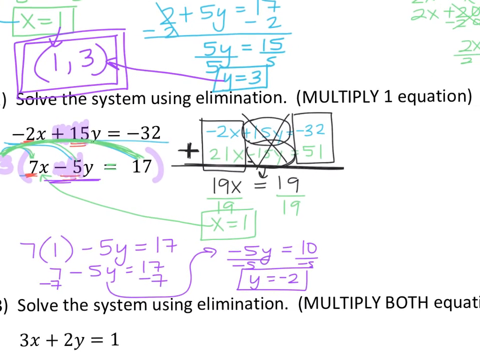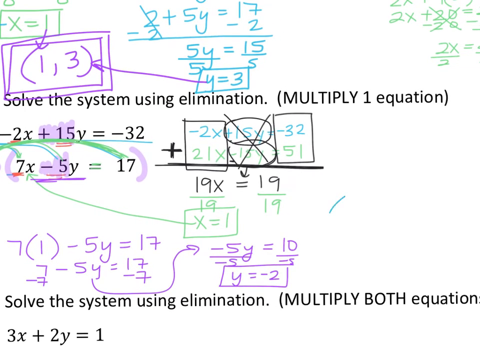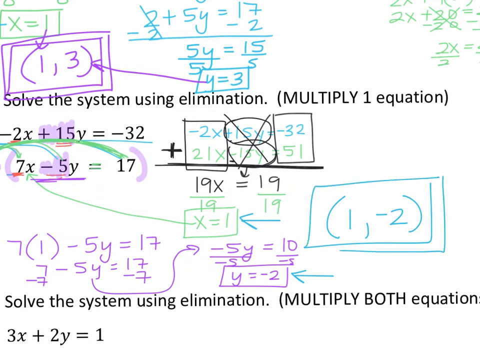That means my answer is my x value, the 1, and my y value, the negative 2, as a point. So that would be a solution to that system.